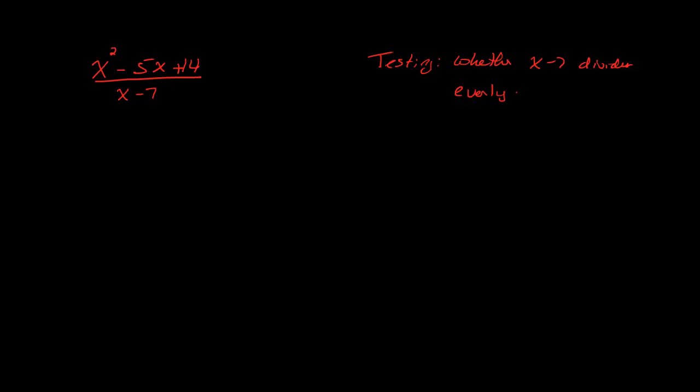So let's analyze x squared minus 5x plus 14 all over x minus 7. Let's think about what we're testing. We are testing whether x minus 7 divides evenly into x squared minus 5x plus 14. That's what we're really testing here, whether it divides evenly.